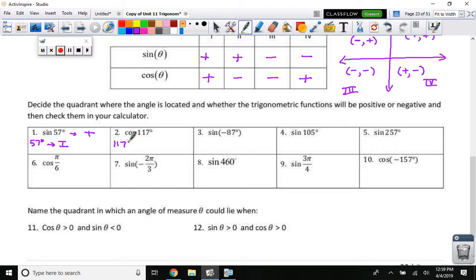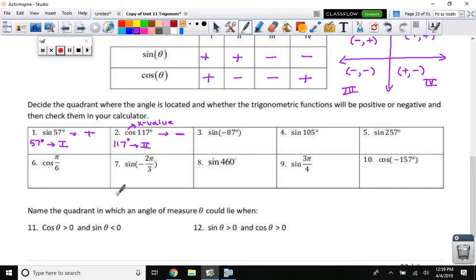117, if I graph that, would be in quadrant 2. And cosine is the x value. So if I'm graphing any points in quadrant 2, it means I move left, which means the cosine of 117 is going to be negative.